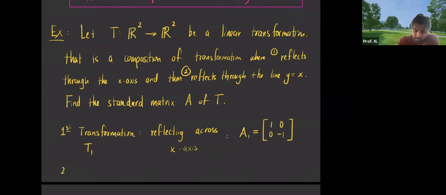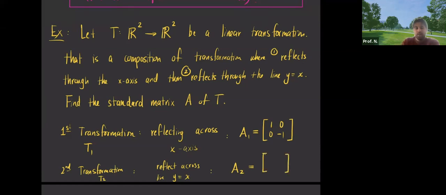Then my second transformation that follows it is T2, and I reflect across the line y equals x. I'm going to call the matrix associated with T2 A sub 2. So then what does that matrix look like? When you reflect across the line y equals x, you switch the x and the y's. And that matrix is what?